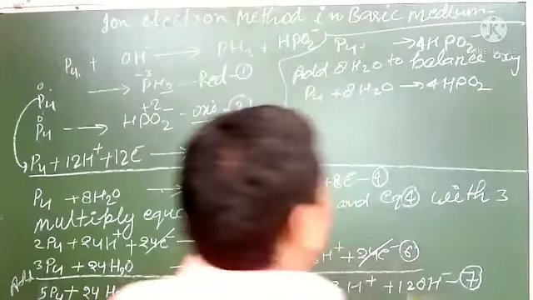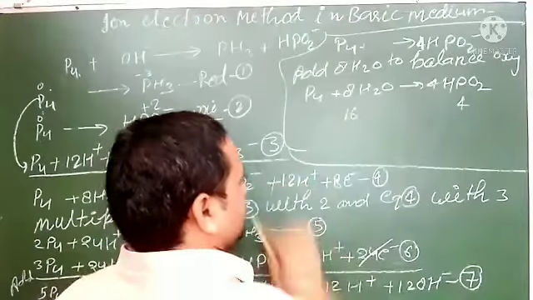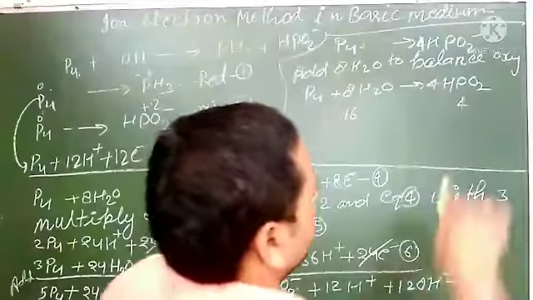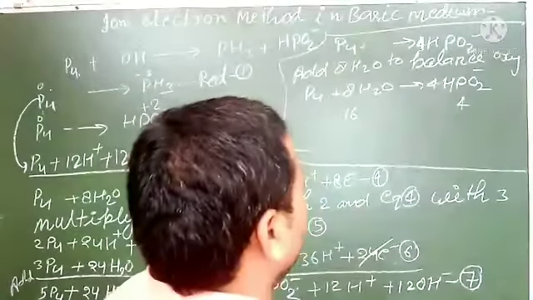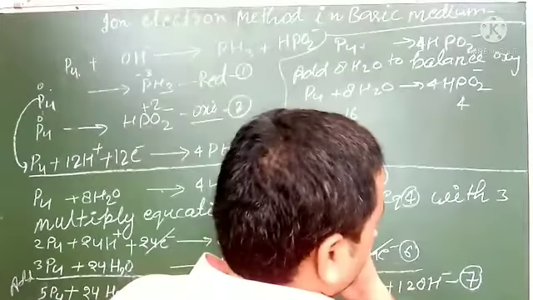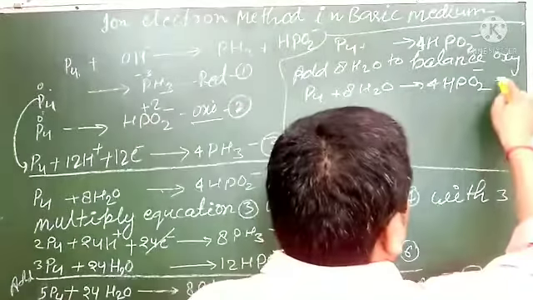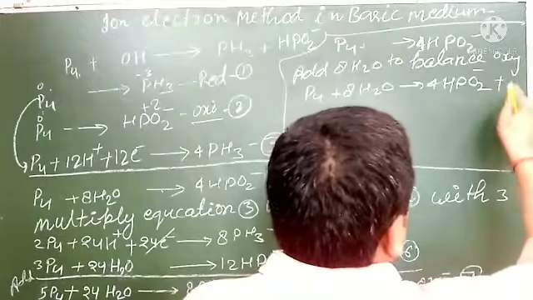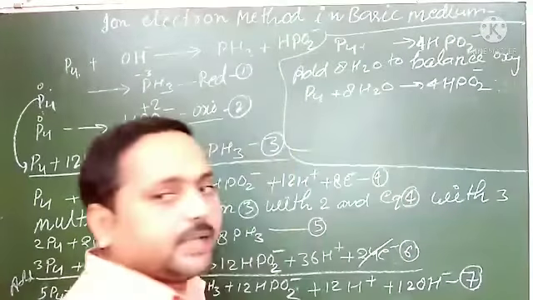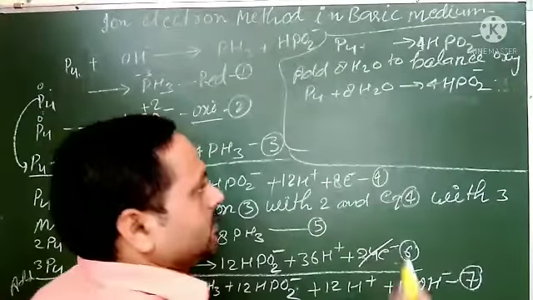Now we are moving to hydrogen. So how many hydrogen are on that side? There are 4 hydrogen and this side 16 hydrogen. So how many H plus do we have to add? Here minus is there. This difference is 16 minus 4. How much difference is this? The difference is 12. So we will add 12 H plus, here 12 H plus.